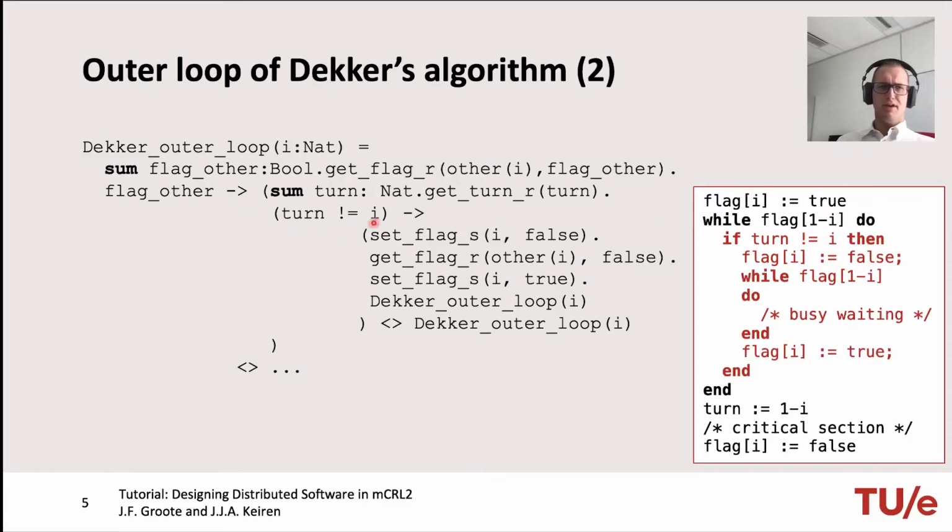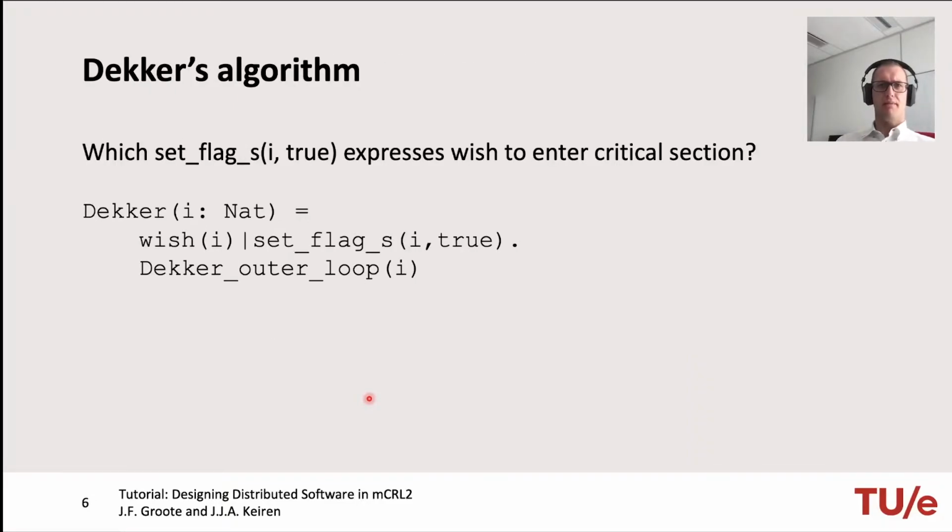If the condition is false, so else, we skip over the if and we immediately return to the beginning of the loop. So this way we can model Dekker's algorithm.